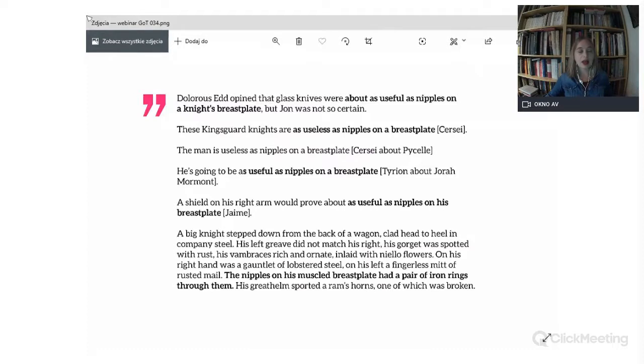This last quote depicts a very funny, absurd armor that was a combination of elements found in some, I don't know, I can't remember where, but it was a mixture of different elements that didn't suit. It was to depict the character as a knight who looked a bit funny, with a breastplate with nipples and a pair of iron rings put inside them, and a helmet with ram's horns, one of which was broken, and other elements of this funny armor were decorated with flowers. So it was supposed to look funny and not very serious.